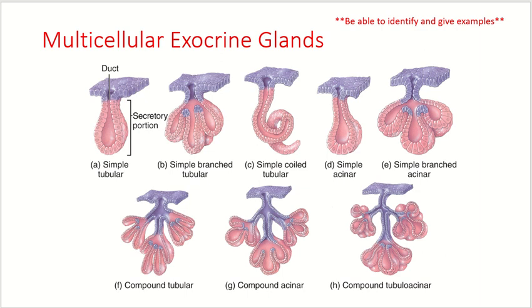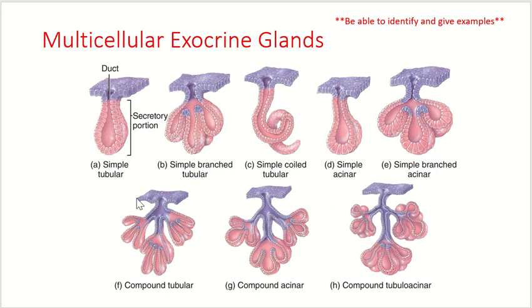So like we mentioned, we've got a couple of different classifications here. We've got our tubular, right? It's kind of more of a tube-shaped secretory portion is what we're looking at. We then have the acinar, which is going to be kind of more bulbous at the end here. And then we've got our tubulo-acinar, which is kind of somewhere in the middle. It's sort of a mix between the two.